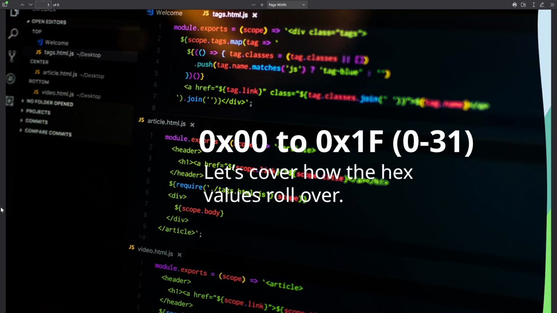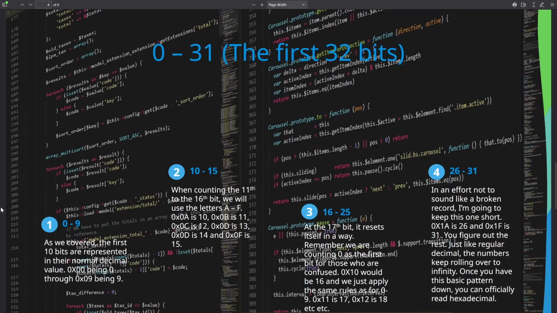0x00 to 0x1f, 0 to 31. Let's cover how the hex values roll over. Obviously, we're going into the first 32 values, not the first 16, because it's me. 0 through 31, the first 32 values. 0 through 9, as we covered. As we covered, the first 10 values are represented in their normal decimal value, 0x00 being 0 through 0x09 being 9.